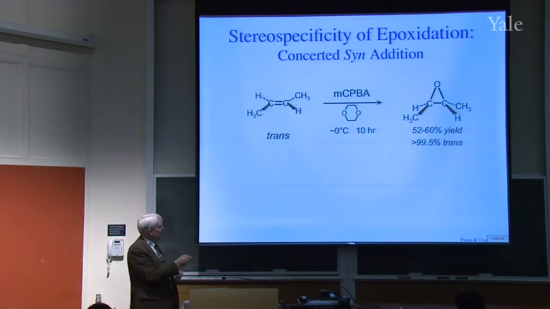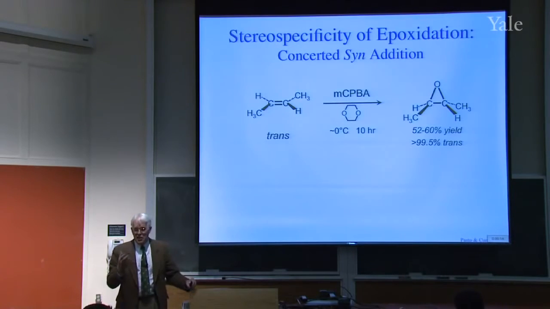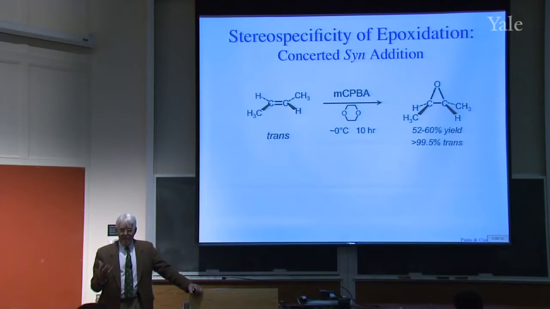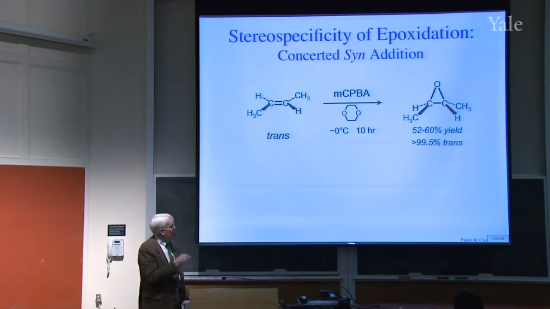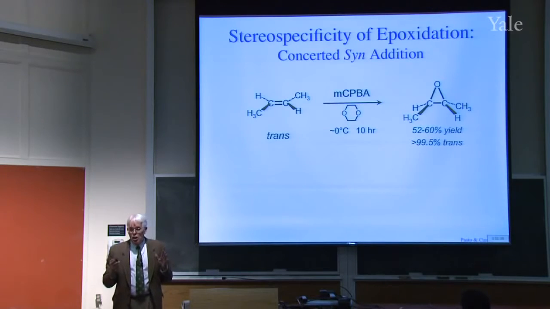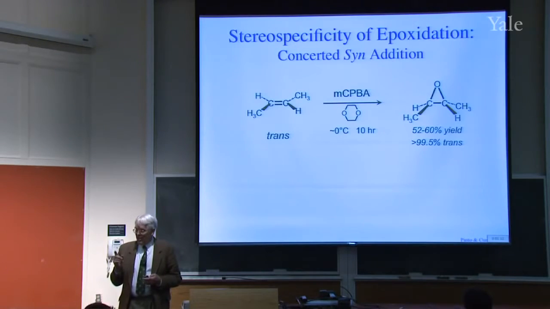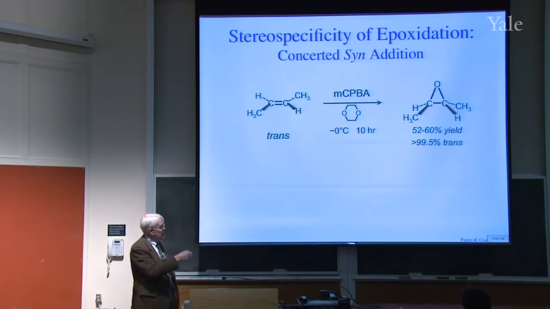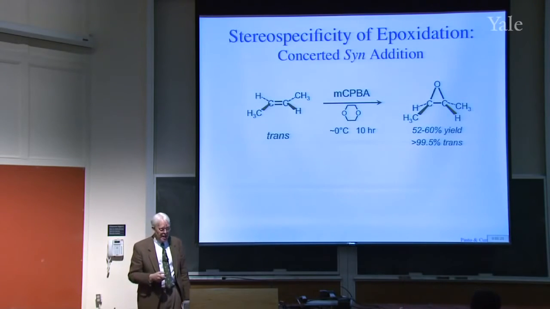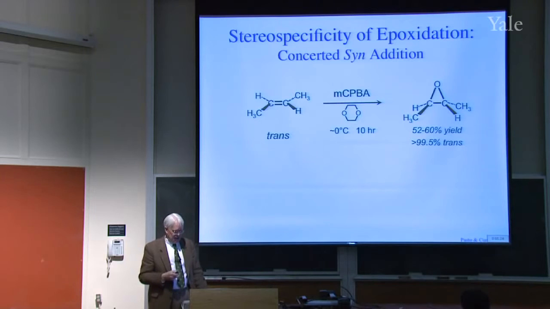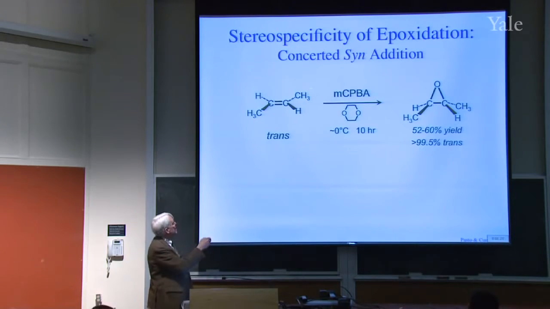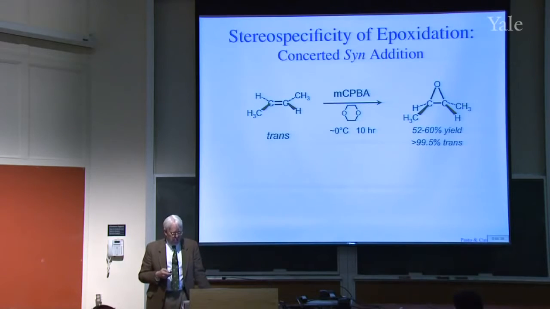Now, this is an actual 52 to 60% yield. That's what they actually got of pure stuff and put in the bottle, right? And you know that if you have to distill stuff at the end and so on, you don't always get 100%. So if all they had said was a 60% yield, you'd worry, what's that other 40%? Could it be the cis isomer? But in fact, that's not what it was, because they tested and found that there was no cis there. It was more than 99.5. The limit of their detection was trans. So it's a concerted syn addition, both new bonds from the same face of the alkene.